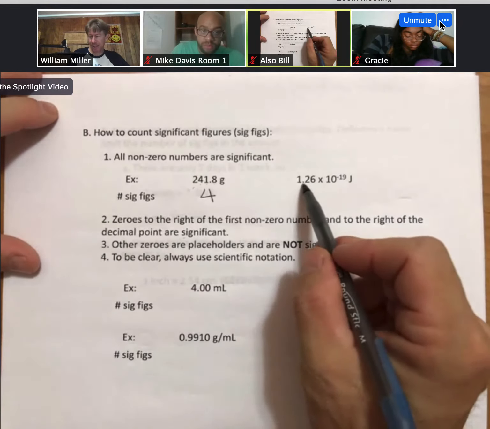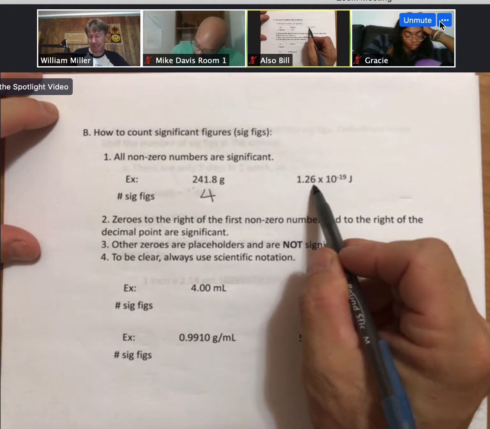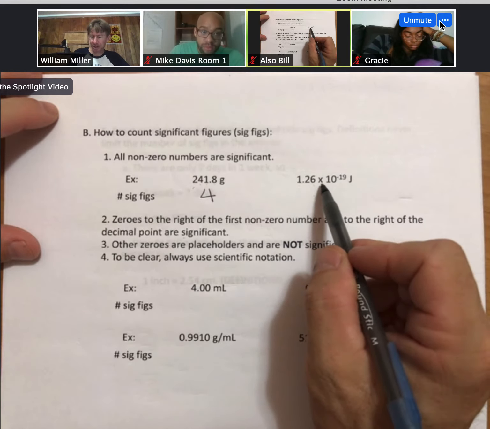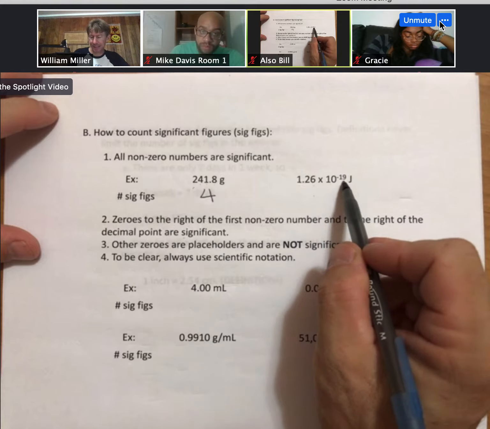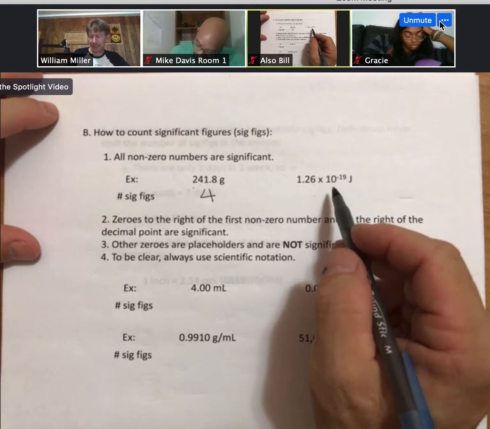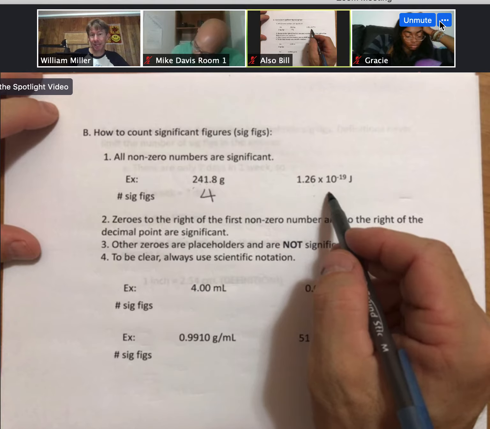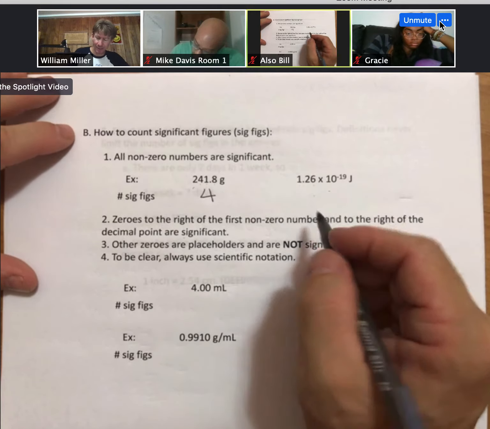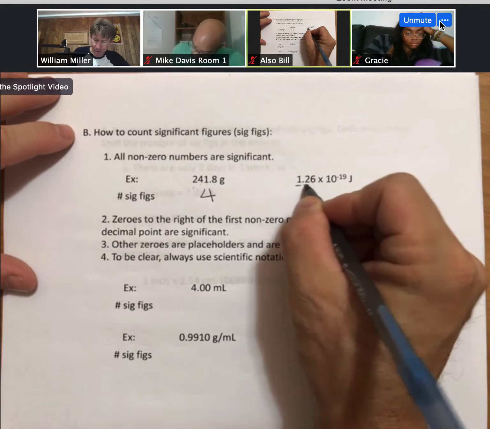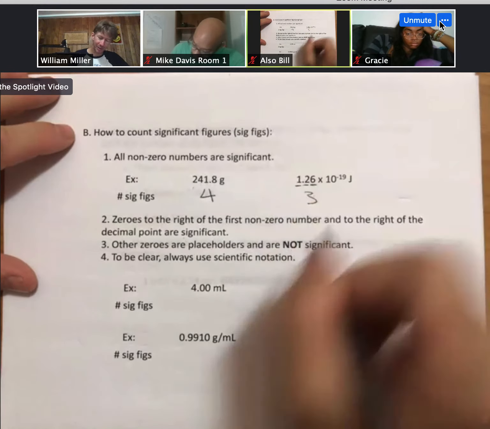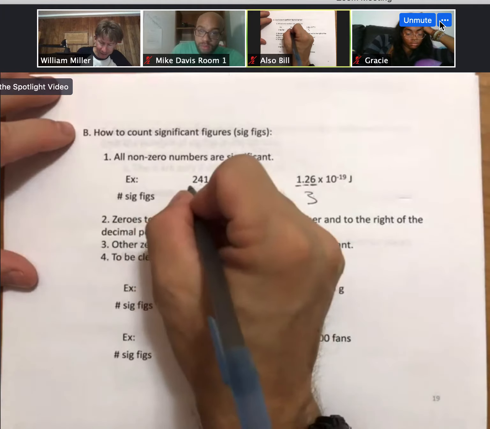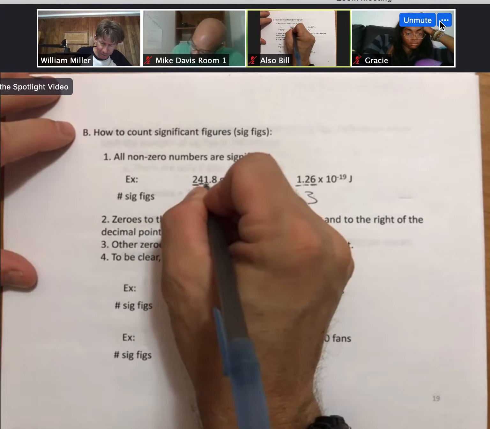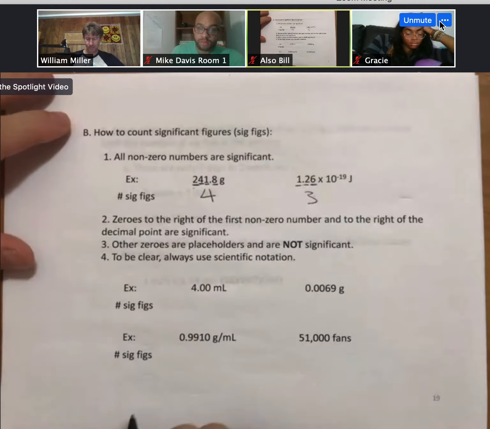And this number right here, 1.26, there's also times 10 to the minus 19. The times 10 to the minus 19 just tells you where the decimal is. There is nothing insignificant about that. There are only 1, 2, 3 significant figures for that number. And I guess I'll come back and underline all of these. 1, 2, 3, 4. Okay.